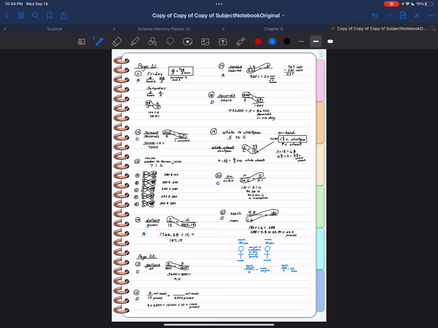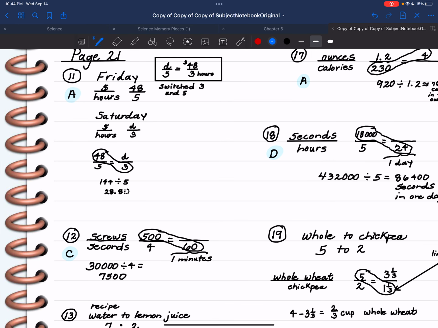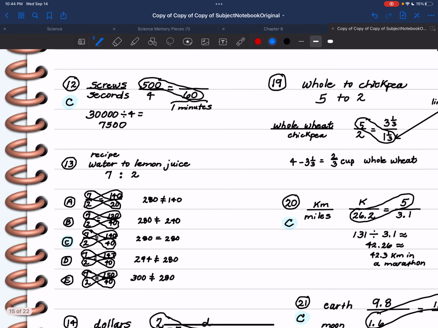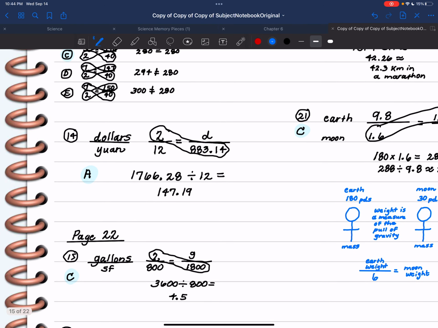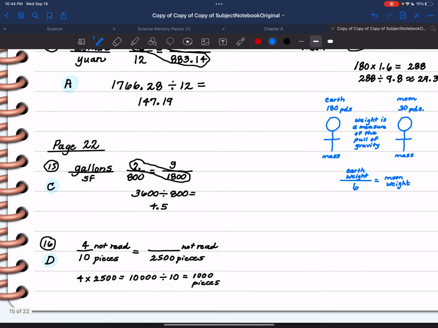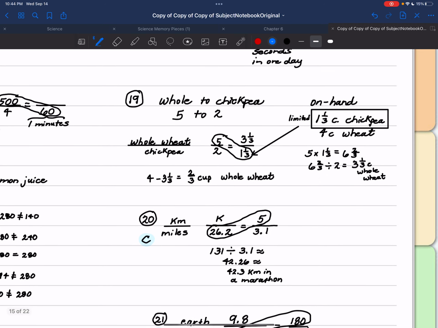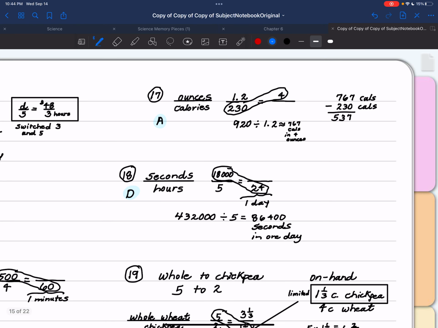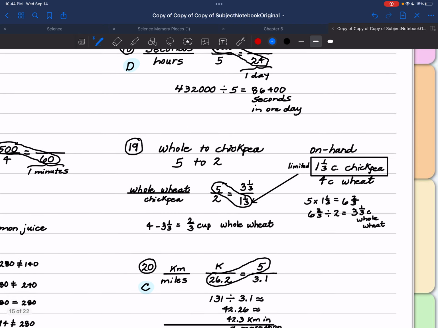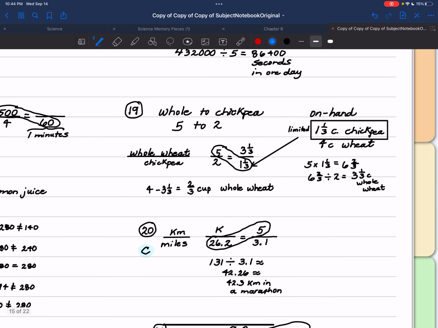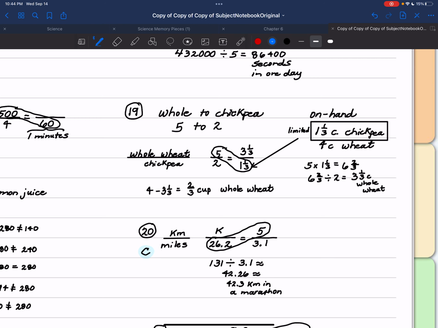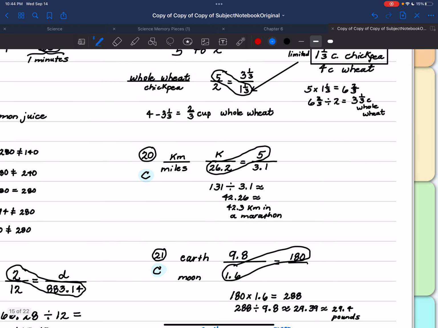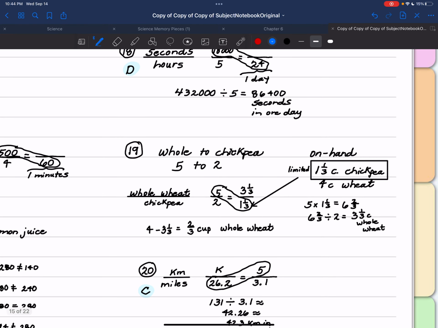Okay, let's check these answers for page 21. And I have number 11 is A. Number 12 is C. 13C. 14A. 15C. 16D. 17A. 18D. 19B. I didn't get that one, did I? I didn't mark it. I'll have to go back and check that one. And 20 is C. 21 is C. So 19 should be answer B.